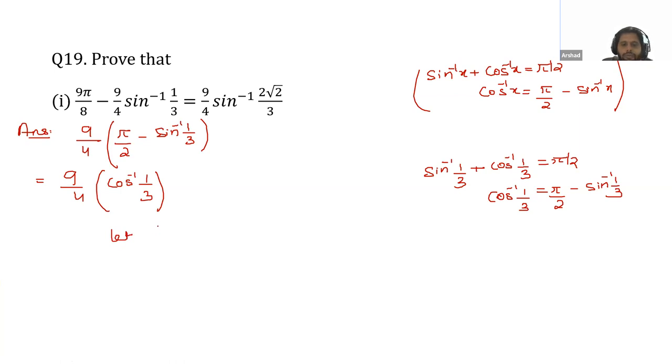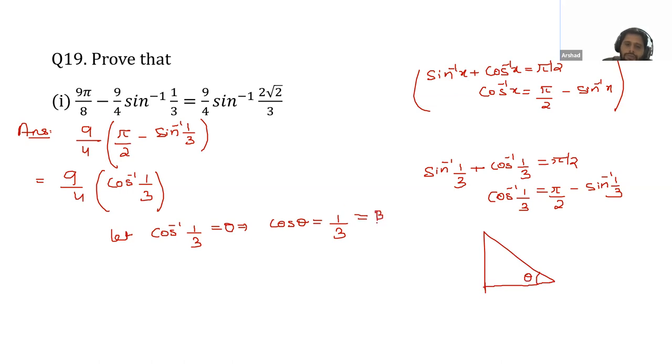No. Always please remember, if you need to convert any trigonometric ratio into a different one, then always use this approach. Let cos inverse 1 by 3 be equal to theta. So you will get cos theta is equal to 1 by 3. Okay. So we have this triangle. This is theta. This is base by hypotenuse. So base is 1, hypotenuse is 3. So what will be the perpendicular? Under root of 9 minus 1, so that is under root 8. Under root 8 means 2 root 2.